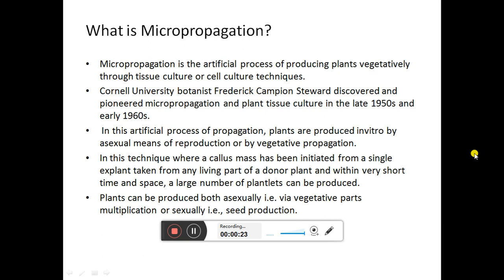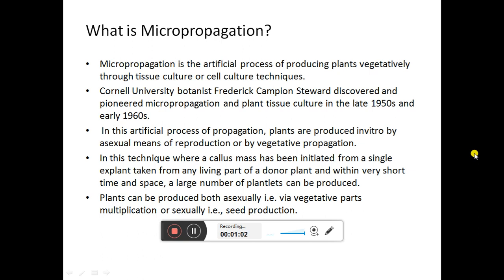Cornell University botanist Frederick Campion Steward discovered and pioneered micropropagation and plant tissue culture in the late 1950s and early 1960s. In this artificial process of propagation, plants are produced in vitro by asexual means of reproduction or by vegetative propagation. In this technique, a callus mass is initiated from a single explant taken from any living part of a donor plant, and within a very short time and space, a large number of plantlets can be produced.